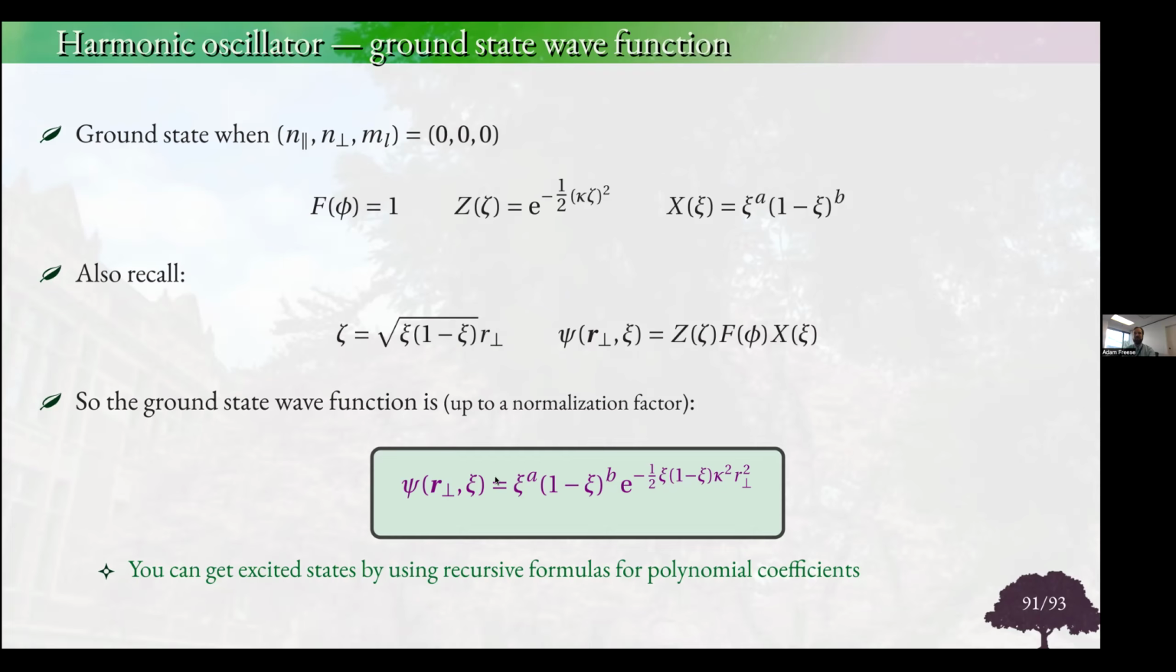The ground state wave function is, up to a normalization factor, which I didn't calculate, xi to the a times 1 minus xi to the b, times this Gaussian function with xi times 1 minus xi times r perp squared, and of course your kappa squared. You can get excited states by using the recursive formulas for the polynomial coefficients. And as Philip pointed out, conveniently, the x of xi actually does have a tabulated solution in terms of hypergeometric functions.